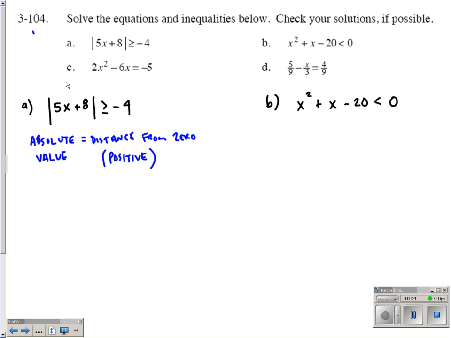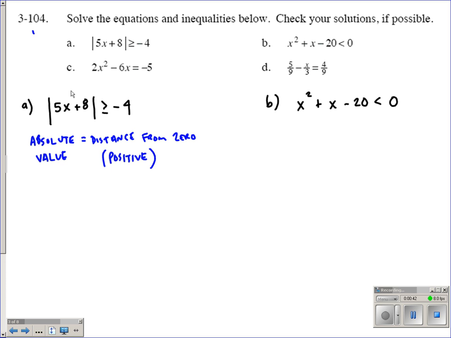A, we have the absolute value of 5x plus 8 is greater than or equal to -4. And I'll go ahead and do the algebra behind this problem, but if we think about it from a logical standpoint, any value of x should make this statement true.